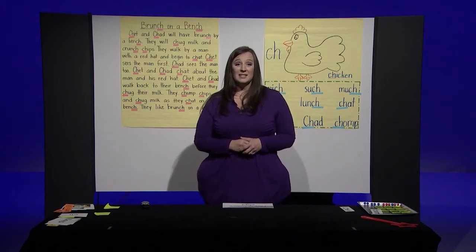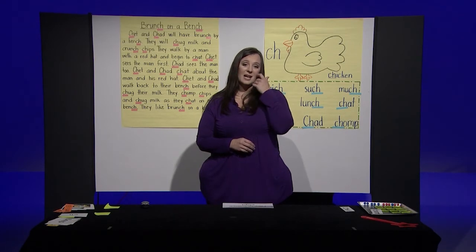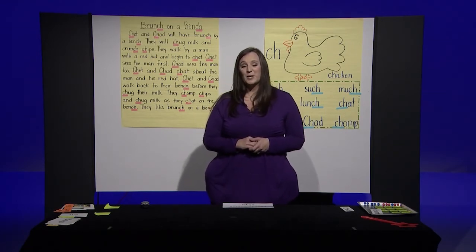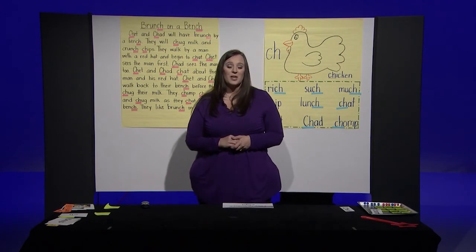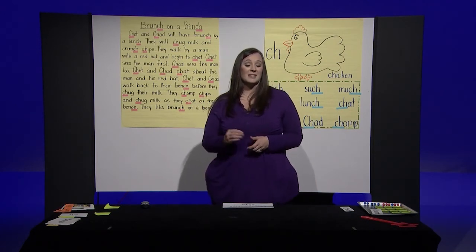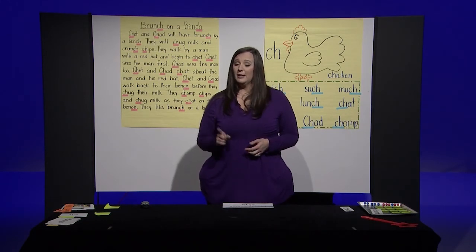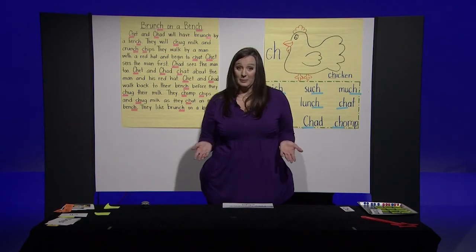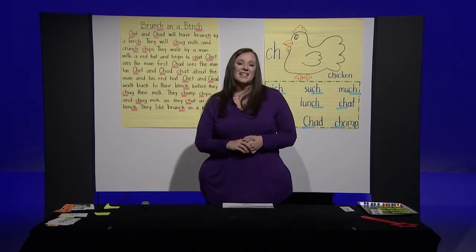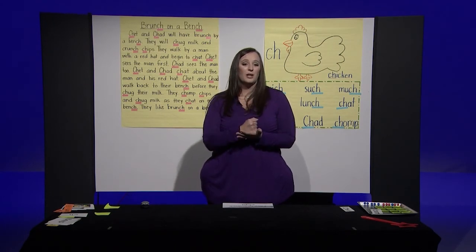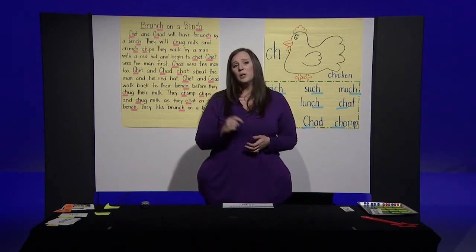Now that we've practiced building words with Digraph CH, let's write and spell a couple of sentences that have words with Digraph CH. Remember that a sentence has a subject and a predicate. It starts with a capital letter and ends with a punctuation mark and expresses a complete thought. I'll say a sentence and I want you to repeat the sentence. Then we'll pound each word in the sentence. Then I want you to write it.